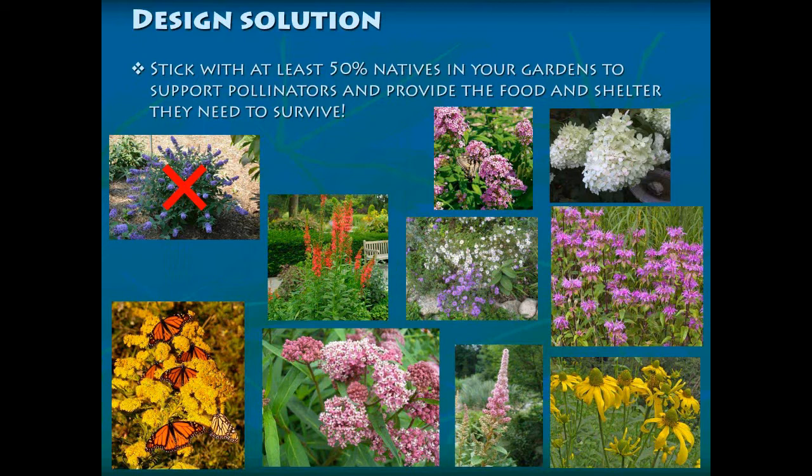And as you can see, you can achieve a beautiful garden if you use some of these wonderful, wonderful plants. And just as a last caution, the plant at the upper left with the red X through it, that's butterfly bush or buddleia. A lot of nurseries are selling that as a butterfly plant, as a pollinator plant. I want to try to dissuade you from using it. It's not native.